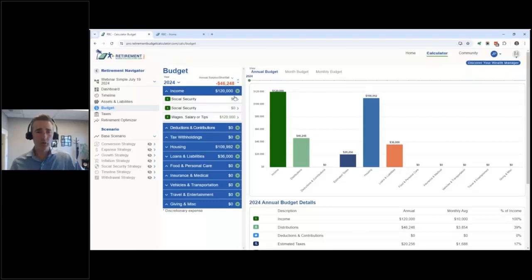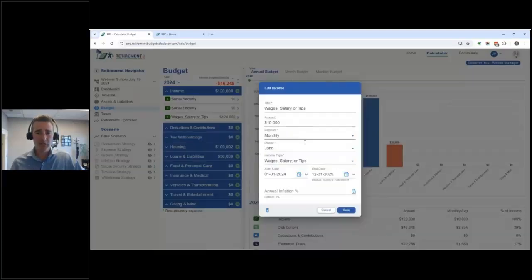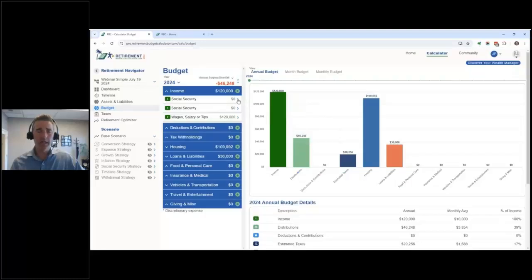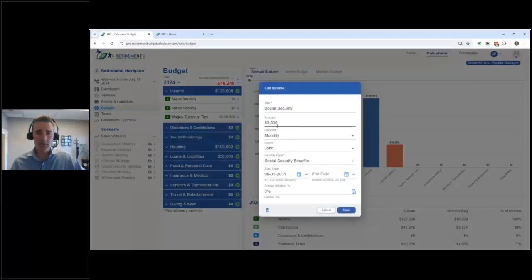But of course, you'll enter in things like income. In this case, they have wages, so $10,000 a month. And they have Social Security that's going to start at a future date. So it's, in this case, $3,500 a month for him, and it's going to start in 2031. And down here, we're going to assume the inflation factor of 3% per year.